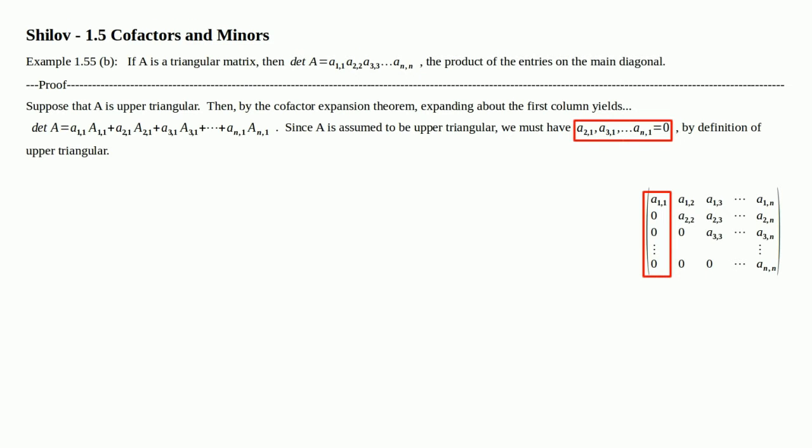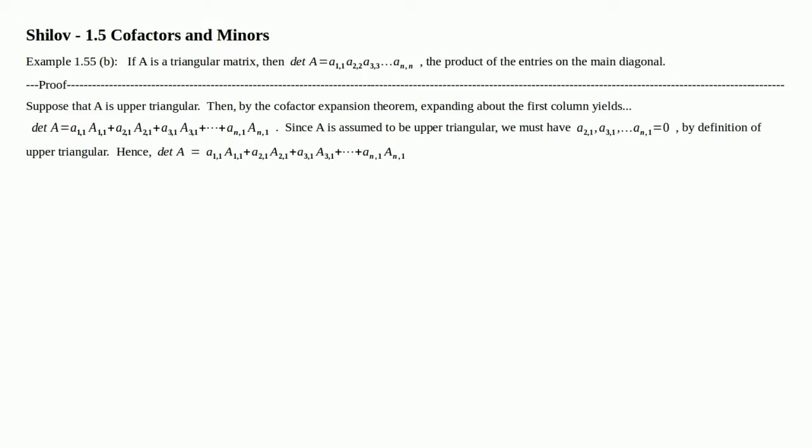Okay. Hence, the determinant of A is equal to just that cofactor expansion, but that's just equal to lowercase a sub 1, 1 times capital A sub 1, 1. Why? Well, check out all those. Those consist of a sub 2, 1, a sub 3, 1, a sub 4, 1, so on and so forth to a sub n, 1. All of those entries are 0 because it's upper triangular.